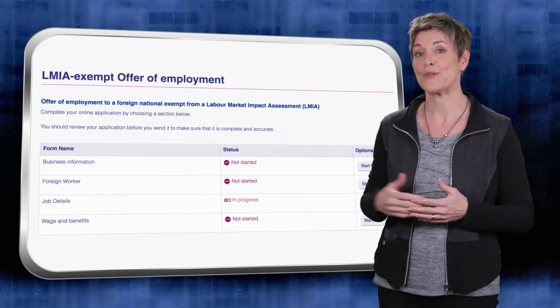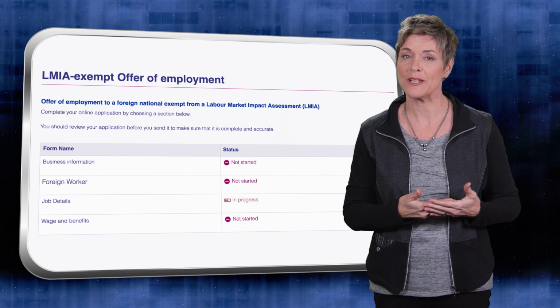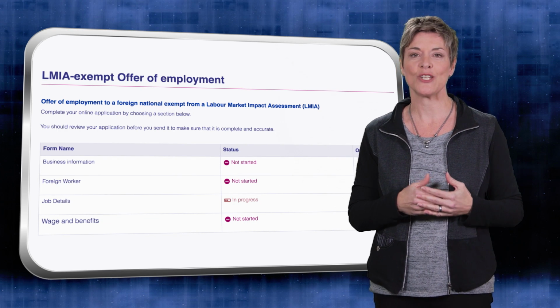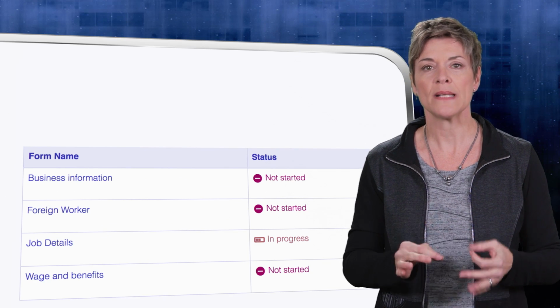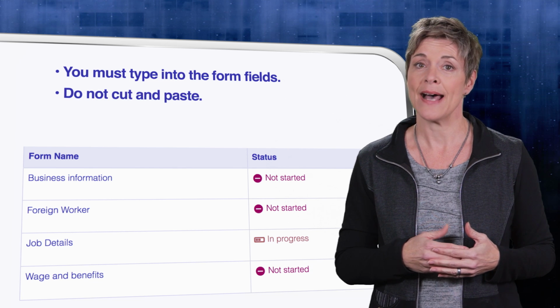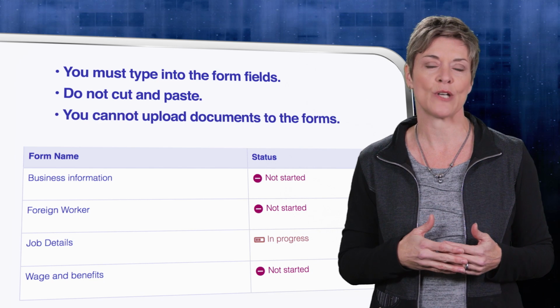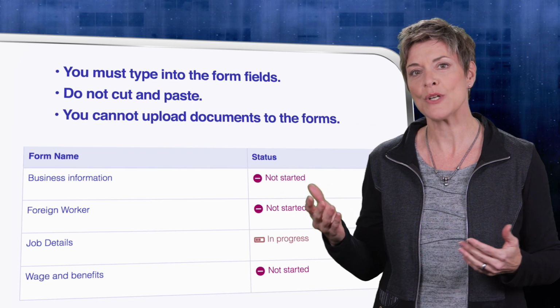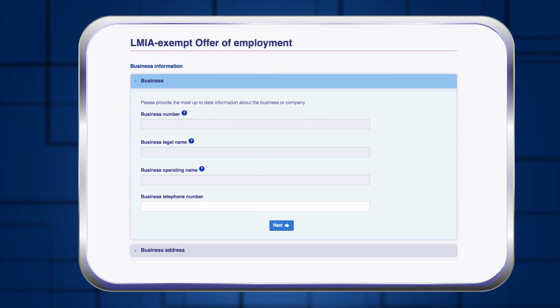There are 4 forms you must complete: business information, foreign worker information, job details, and wage and benefits. When you are filling out each of these forms, you must type into the form fields and not cut and paste any information, as this will cause errors with the form. You also can't upload documents to the forms, so include all the required information in the form fields. Enter your business information. The system will reuse it for each new offer, so you will only need to do this once.